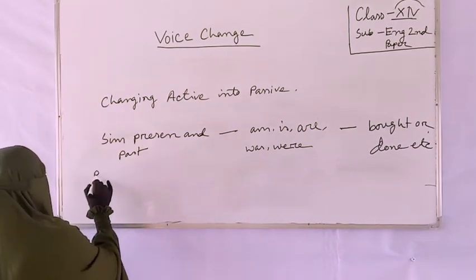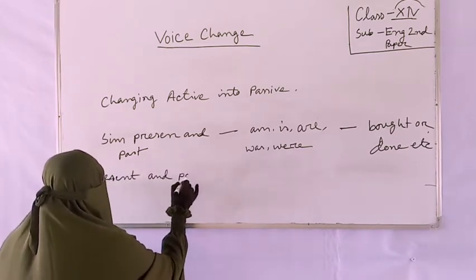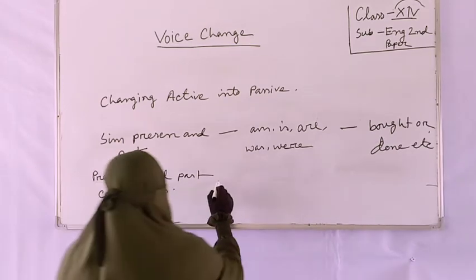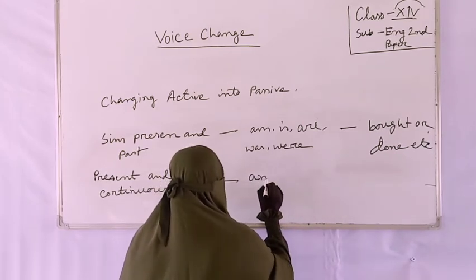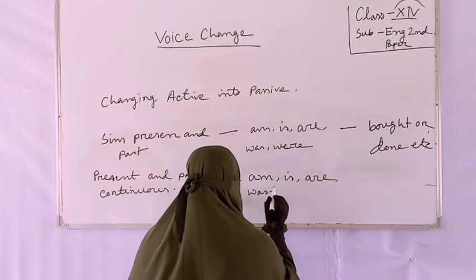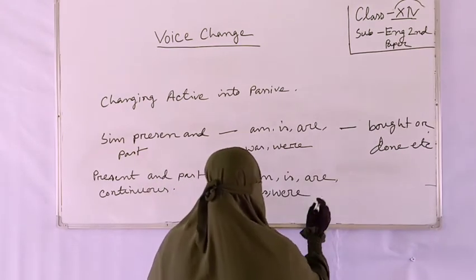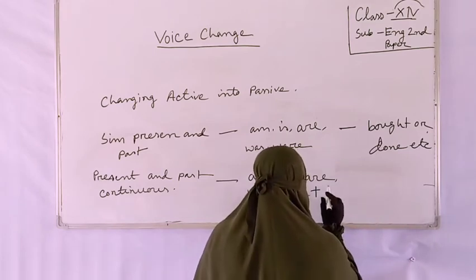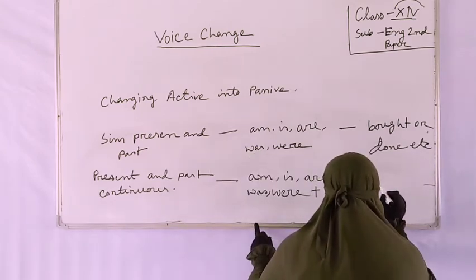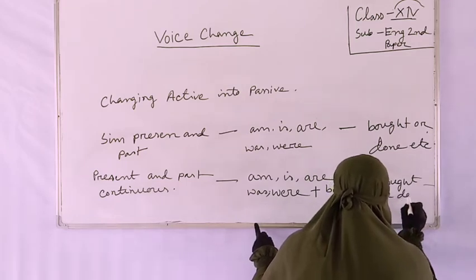Then present and past continuous. In this case, we should use am, is, are, was, were, and we should add an extra being in case of continuous tense, and the main verb will be in past participle form. It is bought or done, etc.